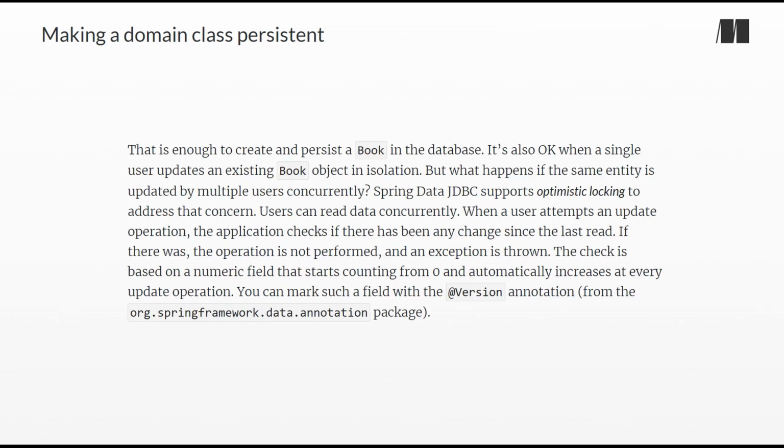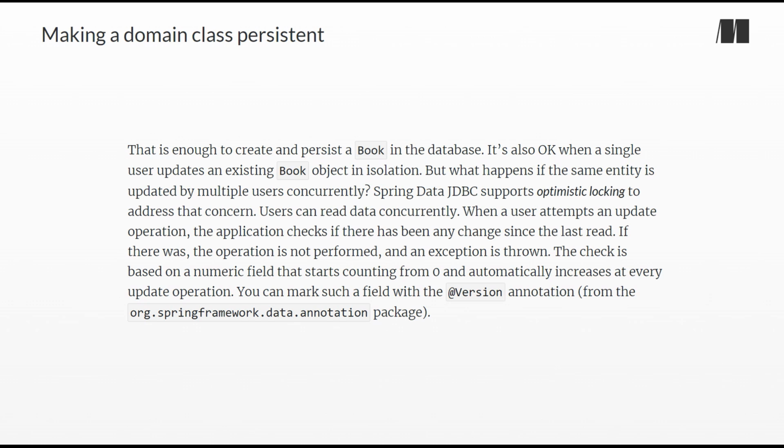That is enough to create and persist a book in the database. It's also okay when a single user updates an existing book object in isolation. But what happens if the same entity is updated by multiple users concurrently? Spring Data JDBC supports optimistic locking to address that concern.